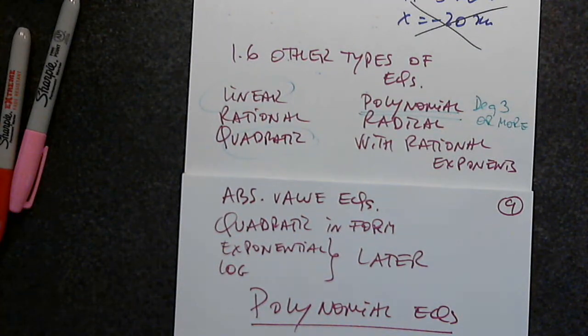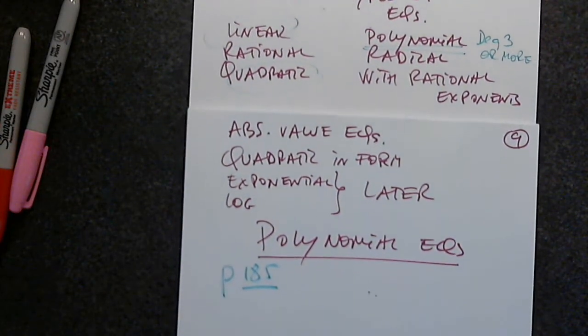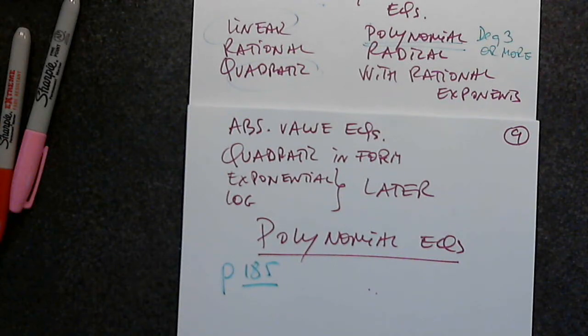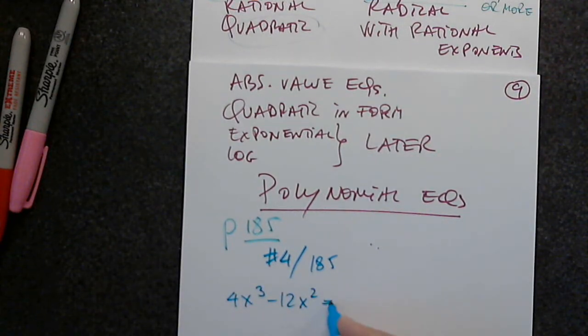Okay, let's choose. We're on page 185. Questions? Okay. On page 185, I like to choose 4. If you want to choose, feel free. 185. Okay. And equation 4, 4x cubed minus 12x squared equals 9x minus 27.